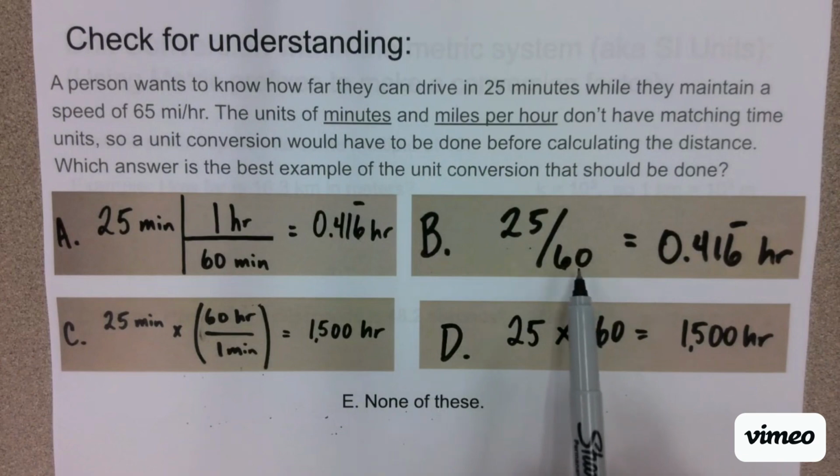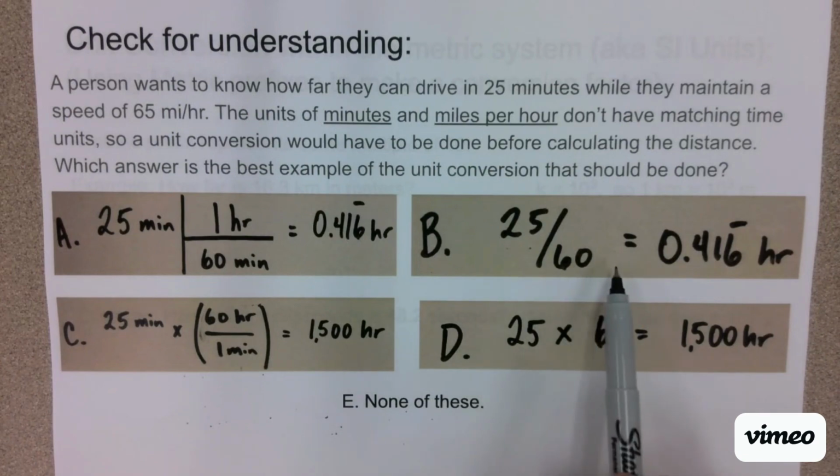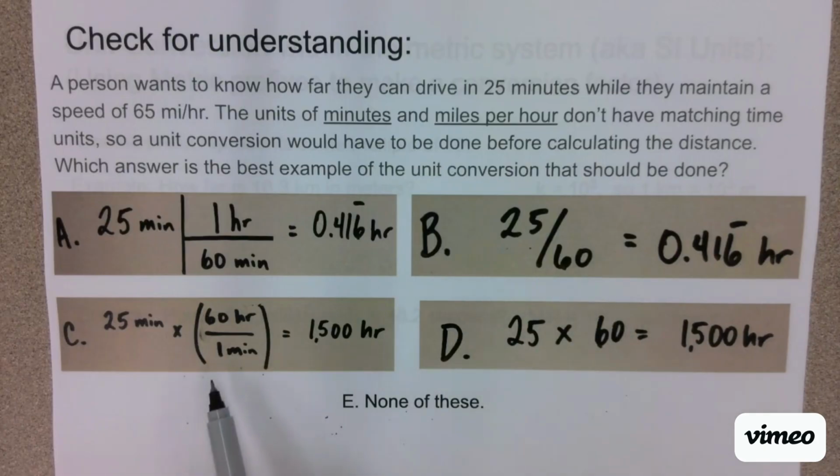This is the right math, but it doesn't communicate what was done, and so this would not receive full credit. Okay, this is the factor label method, but the conversion factor is mixed up, right? There's not 60 hours in 1 minute. This got mixed up, and hopefully, if you got this answer, you would question yourself because 25 minutes is not 1,500 hours. Okay, and then again, this is not only the wrong math, but it's also the wrong procedure and process, and so everything's wrong here about letter D.